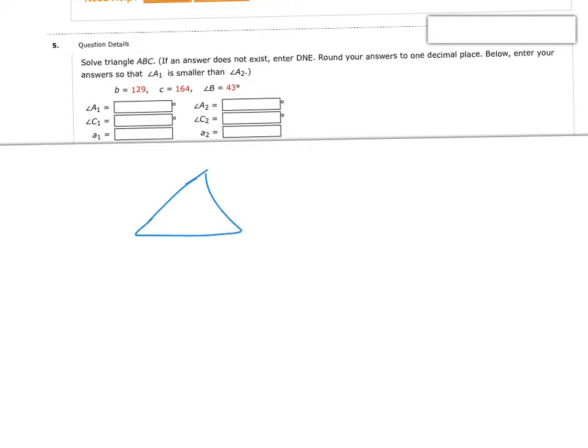And so we have angle B, I'll put it there, is 43. Side B is 129. Angle C we don't know, but this one will be 164. And we don't know angle A either. So in this case, I'm actually going to start off with law of sines, and I'm going to be finding the angle first, which means that there may be two triangles possible.